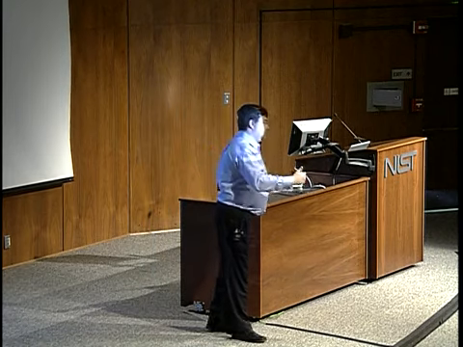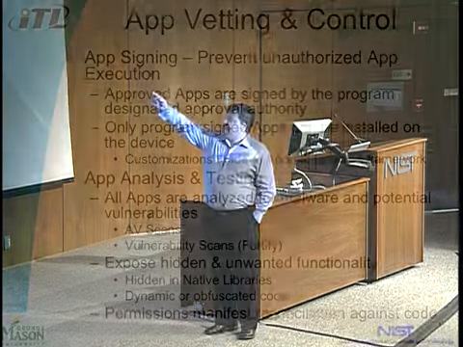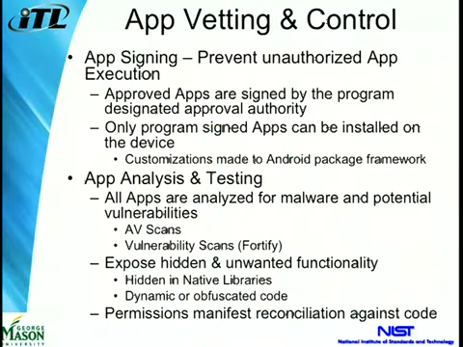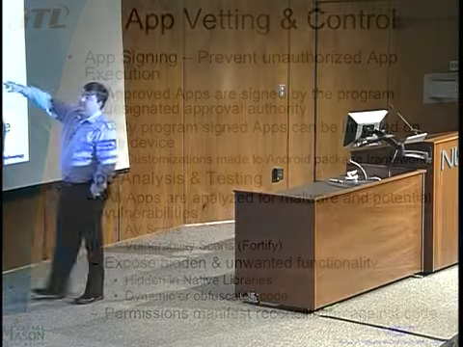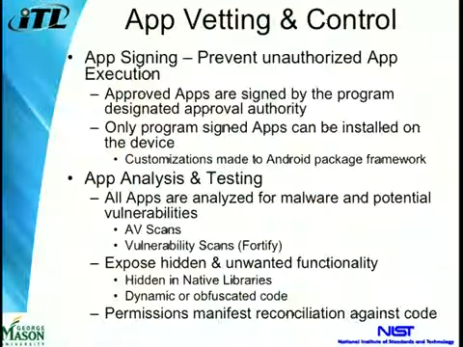Also, the app signing process in Android works very well only if you don't bypass the Dalvik engine. Our app signing process runs below that, basically runs on the Android kernel. And part of the problem is the customization made to Android package framework allows us basically to install our own modified packages, which I will explain why it's necessary in a bit. And then app analysis and testing, basically, app analysis for malware and potential vulnerability, we do perform AV scans and vulnerability scans as part of this effort.